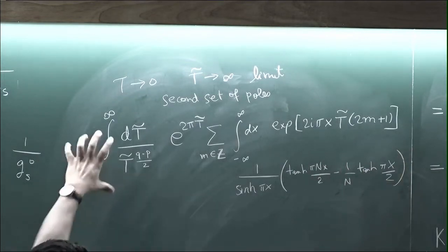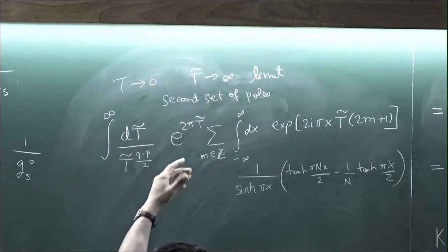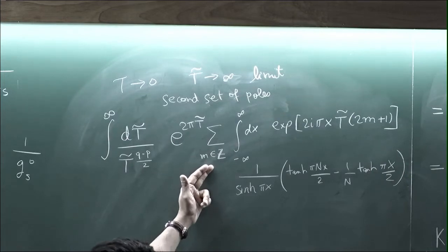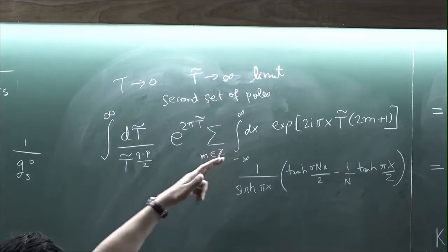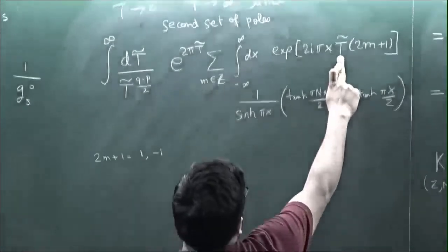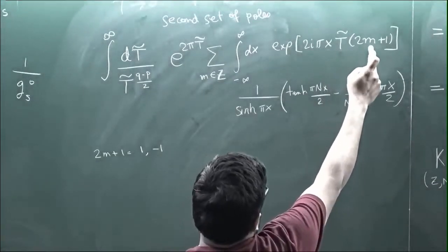So what is this? This integral is just the integral dt that was there. There was a sum over poles, but the Poisson resummation converts it into the sum over this variable m, and then a Fourier transform, right? Okay, so we want to do this x integral. Now the idea is as t goes to zero, in this limit, these poles are becoming very close to each other. So we should be able to replace this sum by an integral. So the leading contributions here come when 2m plus 1 is either 1 or minus 1. Okay, because t tilde is getting large, so you want this least value of m.